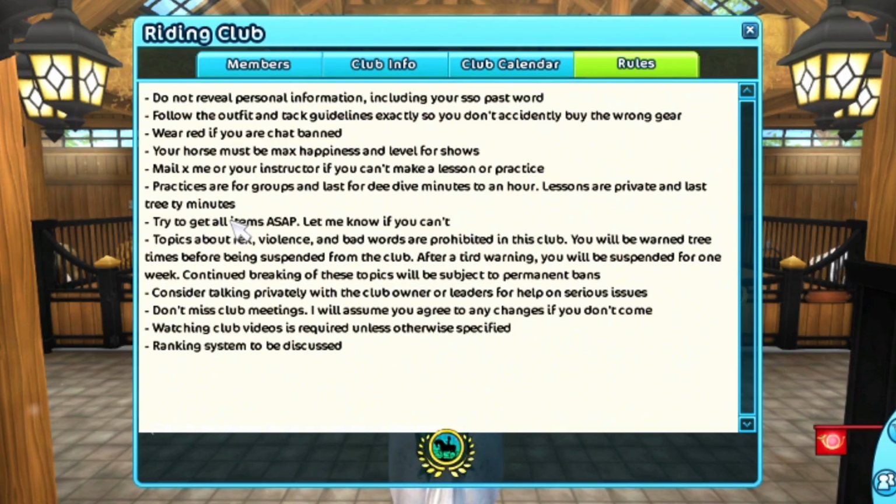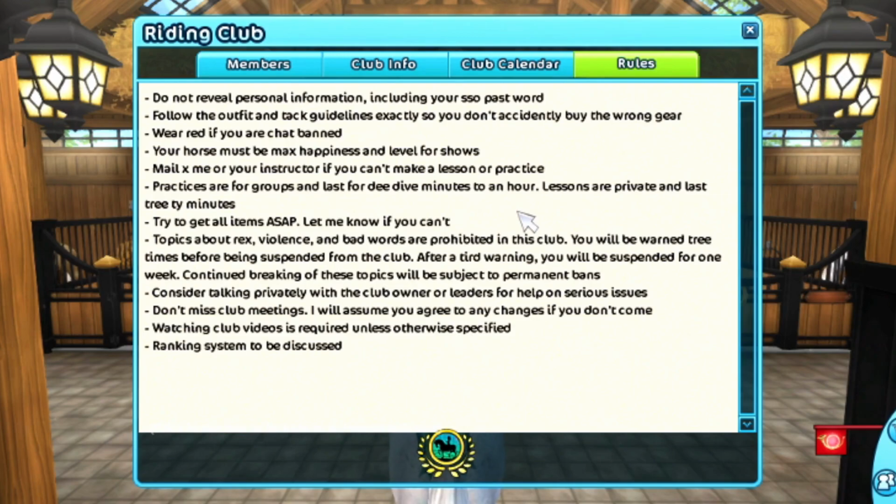I know that sometimes people don't have consistent Star Rider, like they don't have lifetime like I do, so they're not getting star coins as often. It's okay if you can't get the items, but I just want you to get them as soon as possible and let me know, especially in your interview. Basically, you're just going to tell me how long it would take for you to get the items.